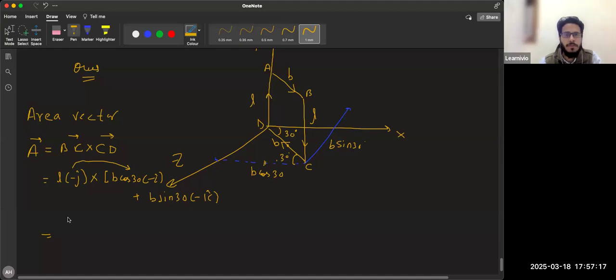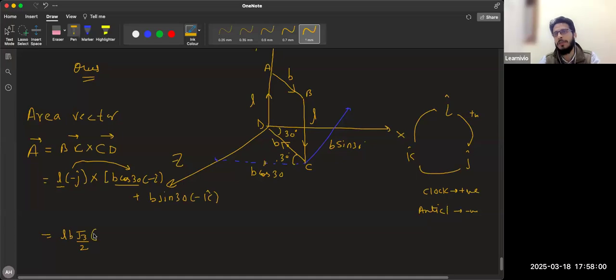See, this is L, B. See, this is I cap, this is J cap, and this is K cap. If you are going in the clockwise direction, then this is positive. If you are going in the anti-clockwise direction, then this is negative. Which means, first multiply the numbers. L is a number, B cos 30 is a number, negative and negative is positive. So this is LB, cos 30 is root 3 by 2.